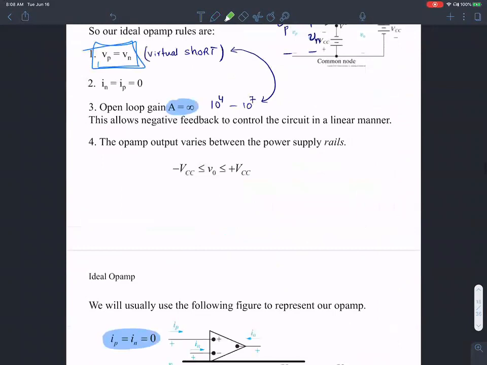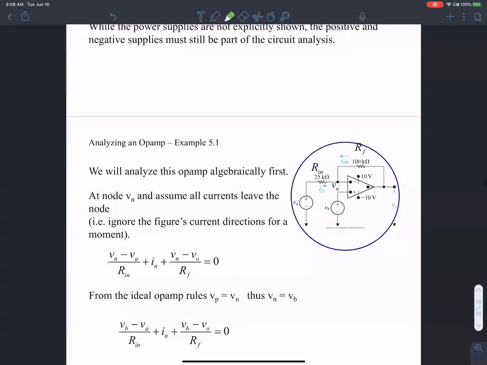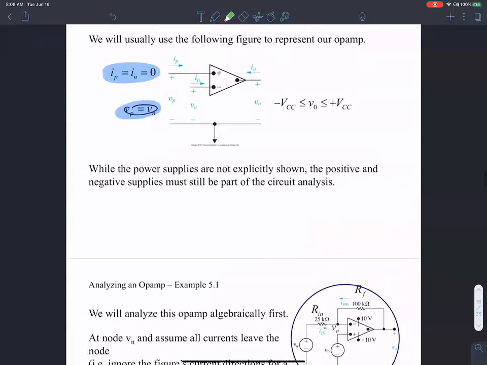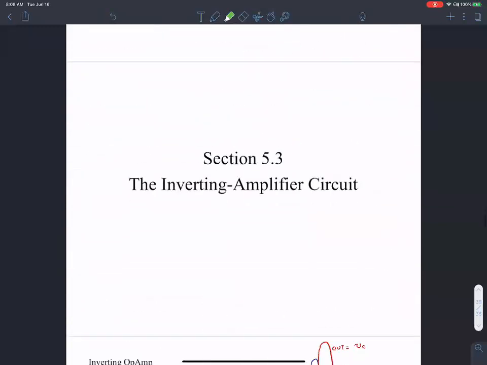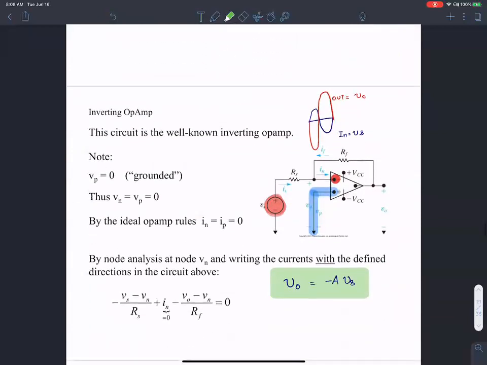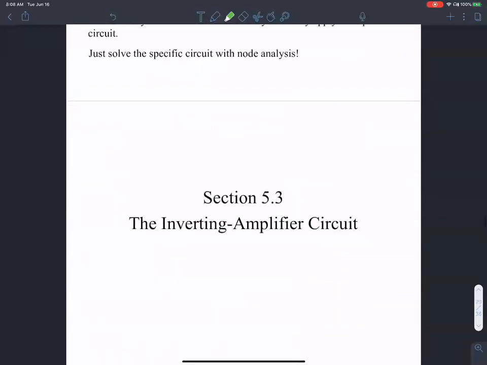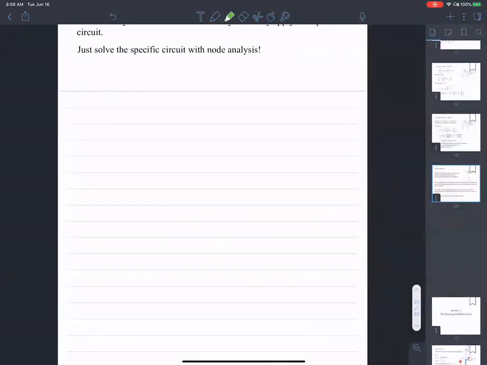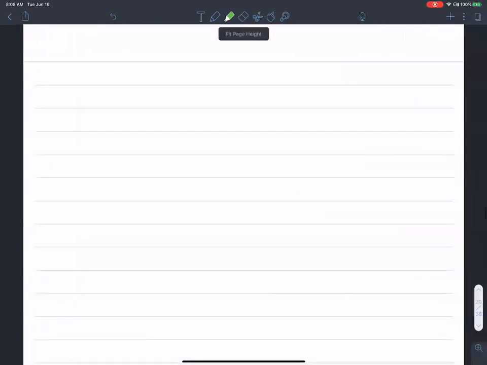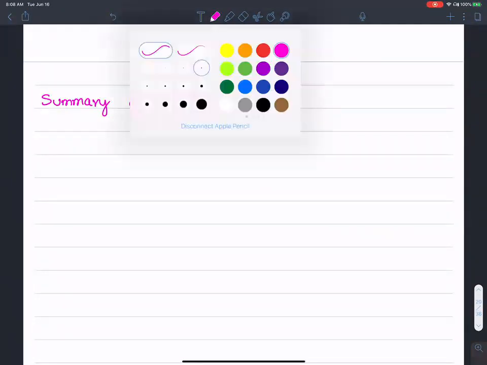Before we go into the operational amplifier, I said I'm going to start backwards. I said I was going to start over here. So let me add a page right there and do a summary of an op-amp.